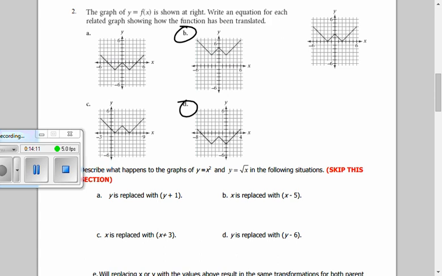Do you remember how to take a squiggly shape like this and move it around? First of all, its equation is f of x.